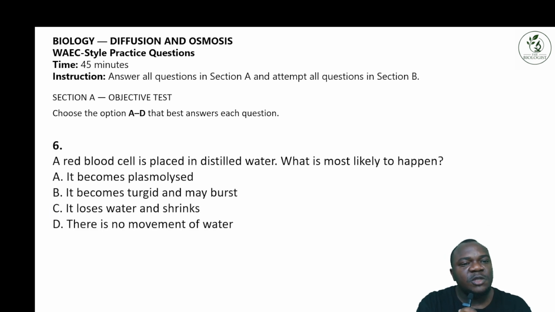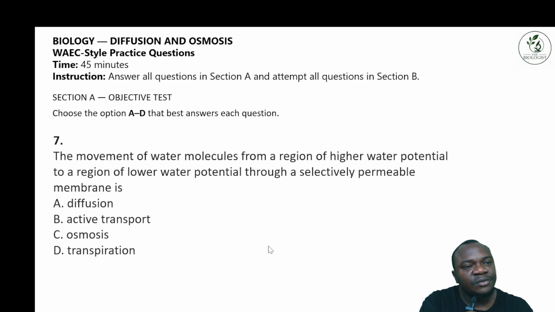So a red blood cell is placed in distilled water. What is most likely to occur? So when you put it in distilled water, you know what happens? It becomes what? Turgid. And what happens? It may actually burst. So it becomes turgid and may burst. That is haemolysis. The movement of water molecules from a region of higher water potential to a region of lower water potential through a selectively permeable membrane is known as what?